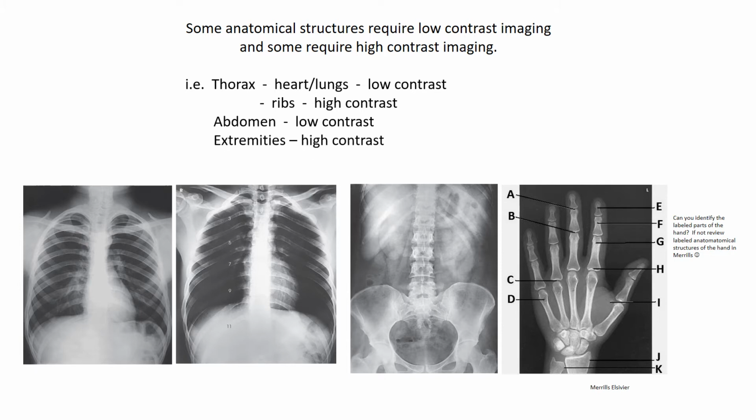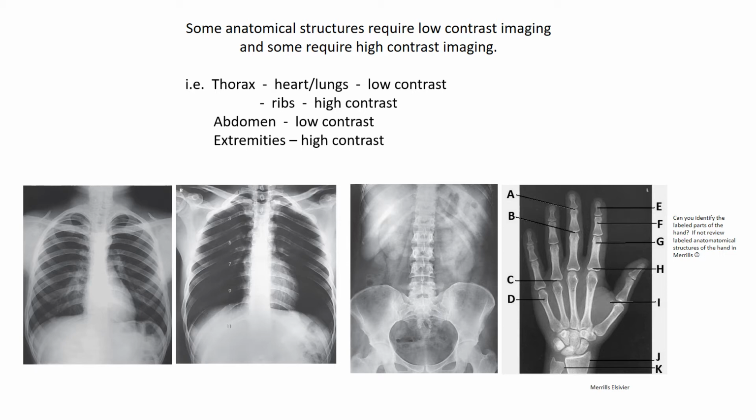Extremities, like the hand, for example, that's pictured over on your right, we want that to be high contrast. Okay, we basically want to see soft tissue and bone, right, and not a lot of grays in between. We're mainly interested in assessing the bony areas when we take extremities and seeing if there's any possible fracture.